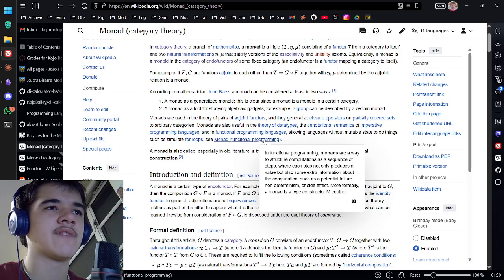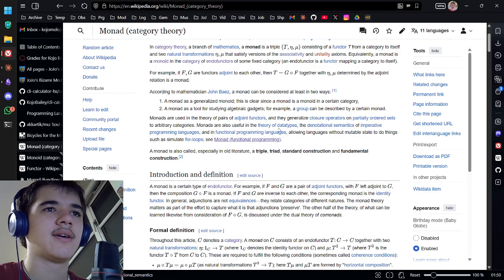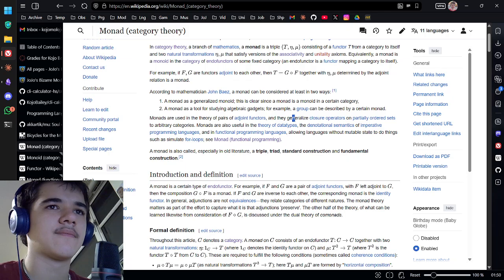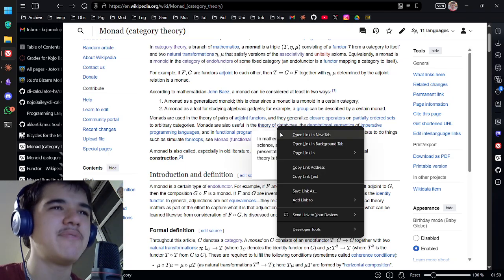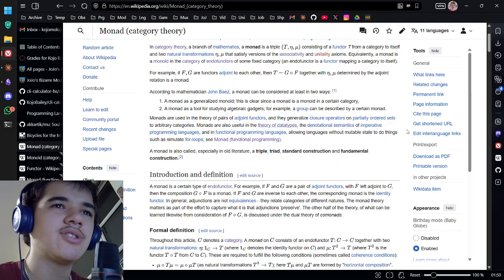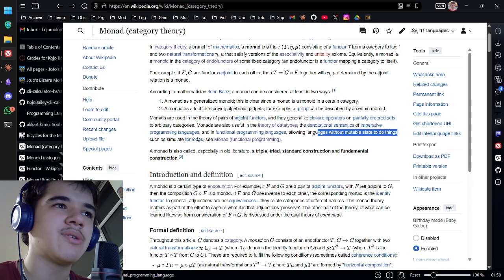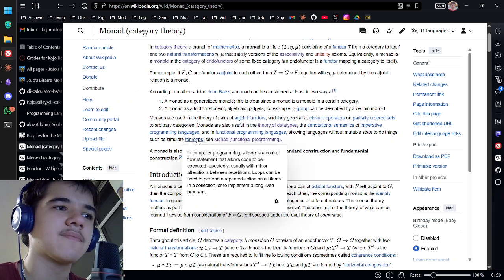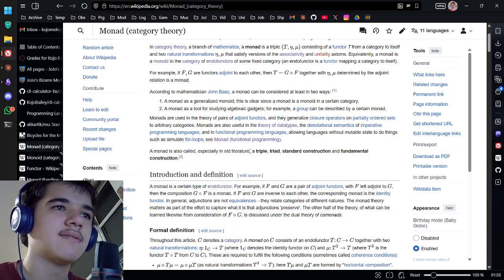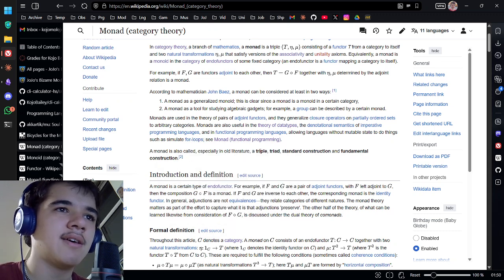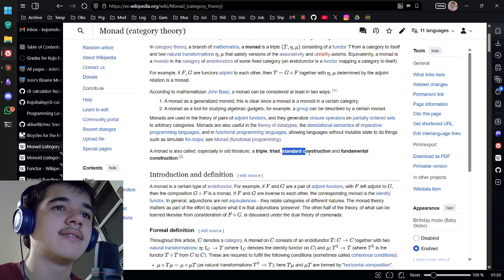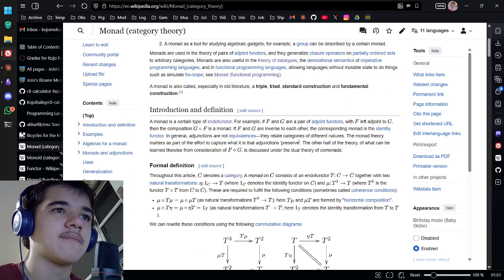Oh wow, it's actually a monad in functional programming. We'll look at that then. Type theory. Let's go. The denotational semantics of imperative programming languages and functional programming languages, allowing languages without mutable state to do things to simulate for loops. They're also called a triple or triad. Okay.